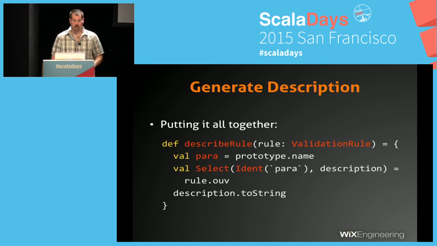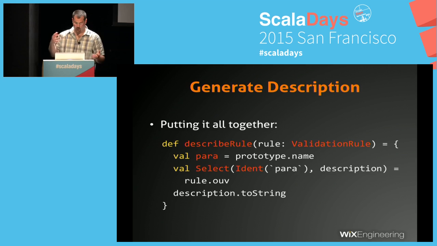In other words, taking a validation rule, I have this prototype, which is a value definition that defines the parameter P, and it has a name. The name is P, so I can just use that. And then I can break the rest of it apart. I have this select that I showed you earlier with a very specific identifier. I can just use that to extract the actual property accessor and use that as a description. And then I just call toString on it and I get it back. What I get back from this for P.firstName is basically first name. I get back the exact string I was interested in.